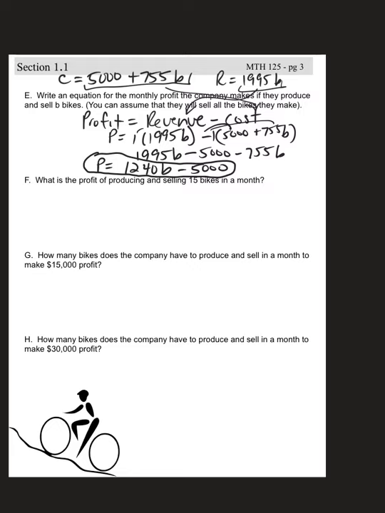So what is the profit of producing and selling 15 bikes in a month? That means that I'm going to use my profit formula and plug 15 in for bikes. And once I put this in my calculator, my profit is going to be $13,600. I'm assuming this is profit because I didn't end up with a negative number, and it's possible to not sell enough bikes to turn a profit, so that's a thing.